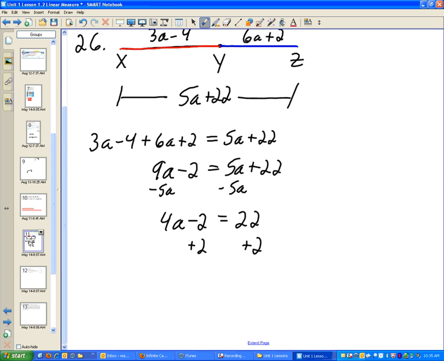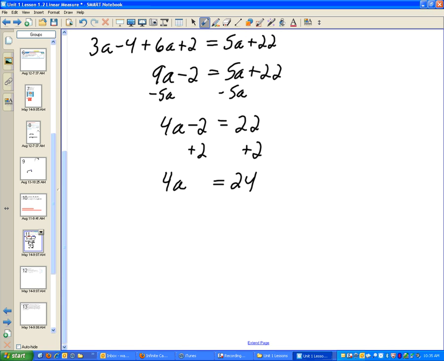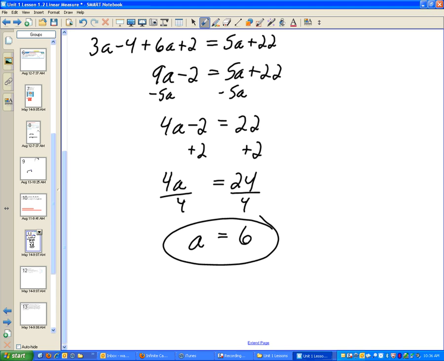So I'm going to add 2 to both sides. Bring down the 4a on the left, and then negative 2 plus 2 is 0, equals 22 plus 2 is 24. So a is going to equal 6. What operation did you do to get the 6? Yeah, you divide both sides by 4. On the left side, 4 divided by 4 is 1, leaving you with 1a, which we just call a. And then 24 divided by 4 is 6. We've done the first thing the directions told us to, which is to find the value of the variable.